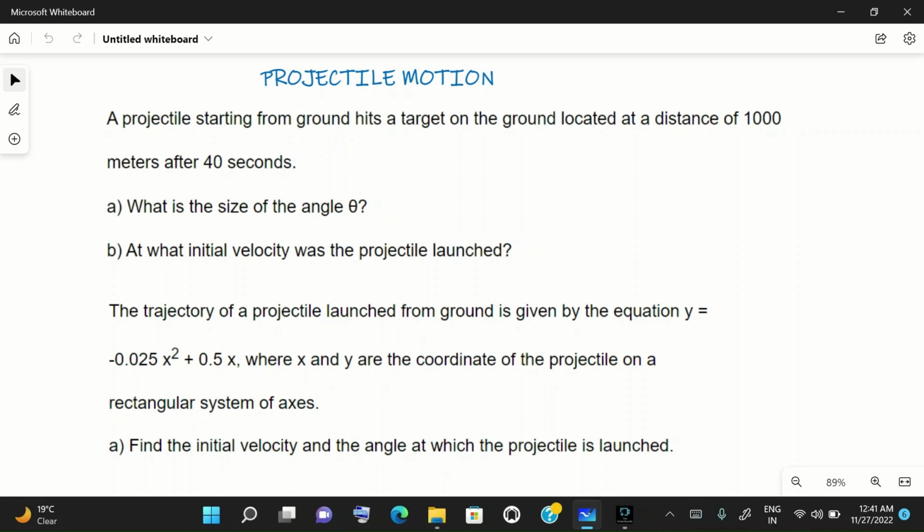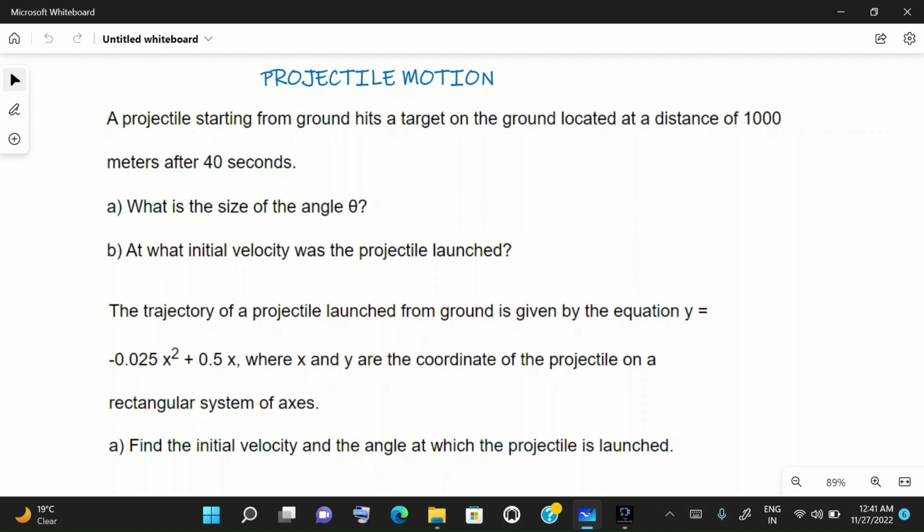So in today's video we will solve two numerical problems based on the projectile motions. We have already derived formulas for the projectile motions in our previous videos, and we have solved many problems also based on the projectile motion. So we have these two different types of problems based on the projectile motion.